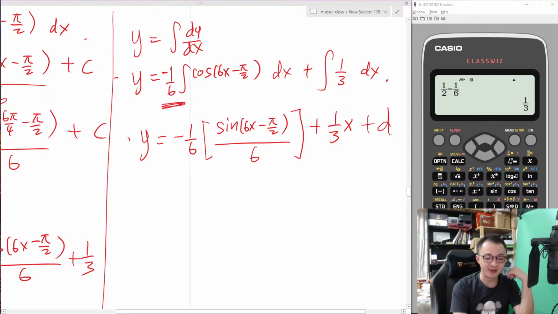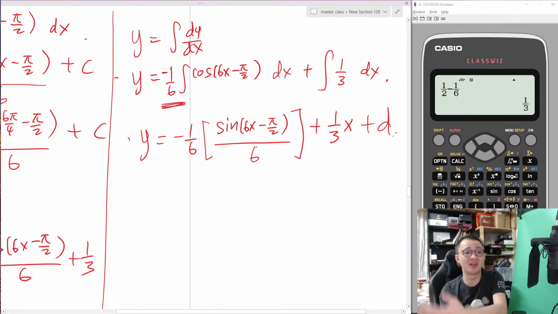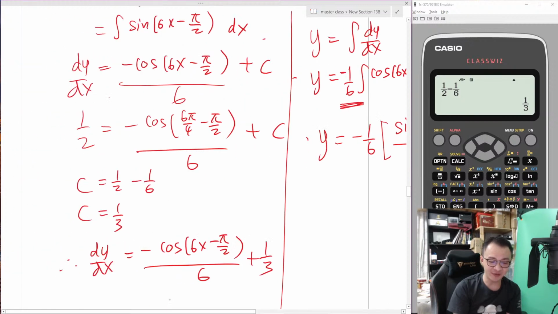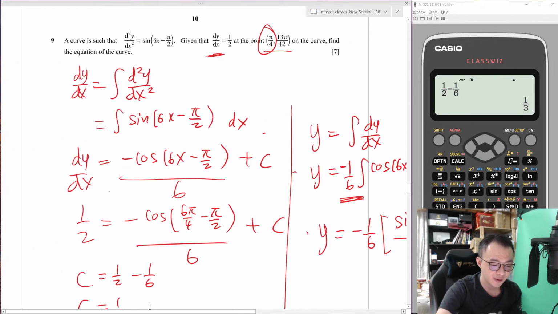Then we'll do plus d. Since I already use c, then I use d. After I use d, I use e and so on. Alright, so I need a coordinate x and y. Then refer back to the question. I should have some coordinate in the questions. Yeah, this one is exactly the coordinate I want. My y will be 13 pi over 12, and my x is pi over 4.